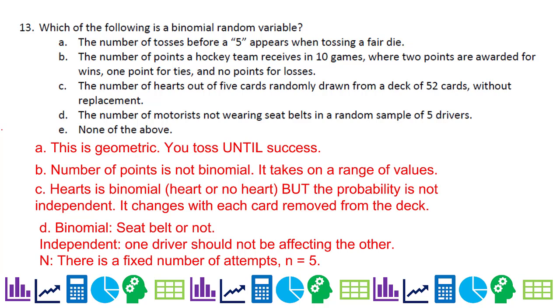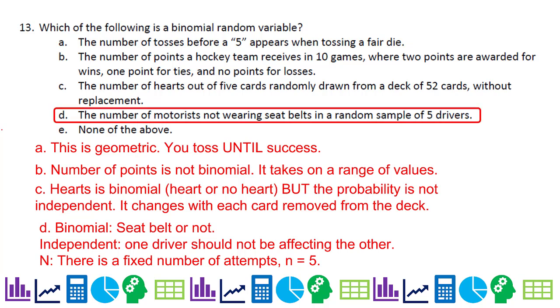I think the difference would be is if a cop car came through traffic, everybody would make sure they put on their seatbelts. But that's not the case here. We're not too worried about that. Then finally, is there a fixed number of attempts? Yes, we're only looking at a random sample of 5 drivers. So D does fit the setting of a binomial random variable.